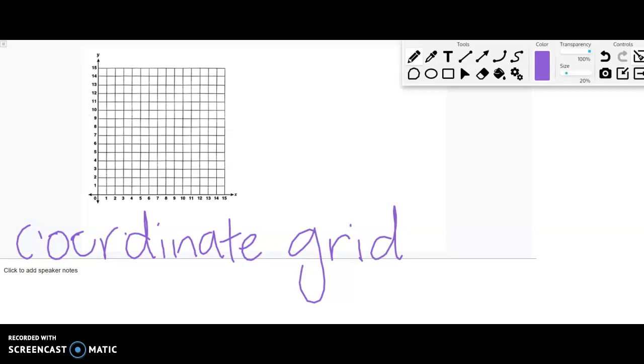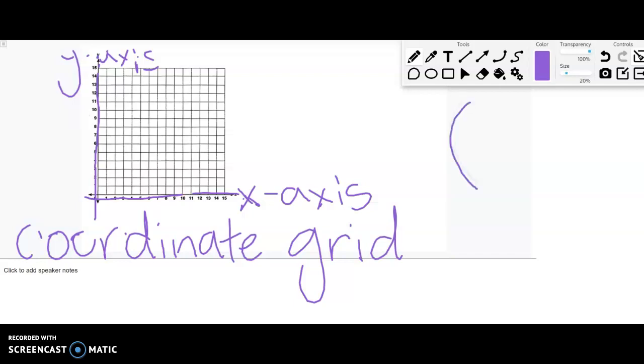So there are two axes. The axes are these lines. This one is called the x-axis, and this one is called the y-axis. The x-axis is always horizontal, the y-axis is always vertical. If you are given a coordinate pair like 2, 5, the x is always the first number and the y is always the second number.